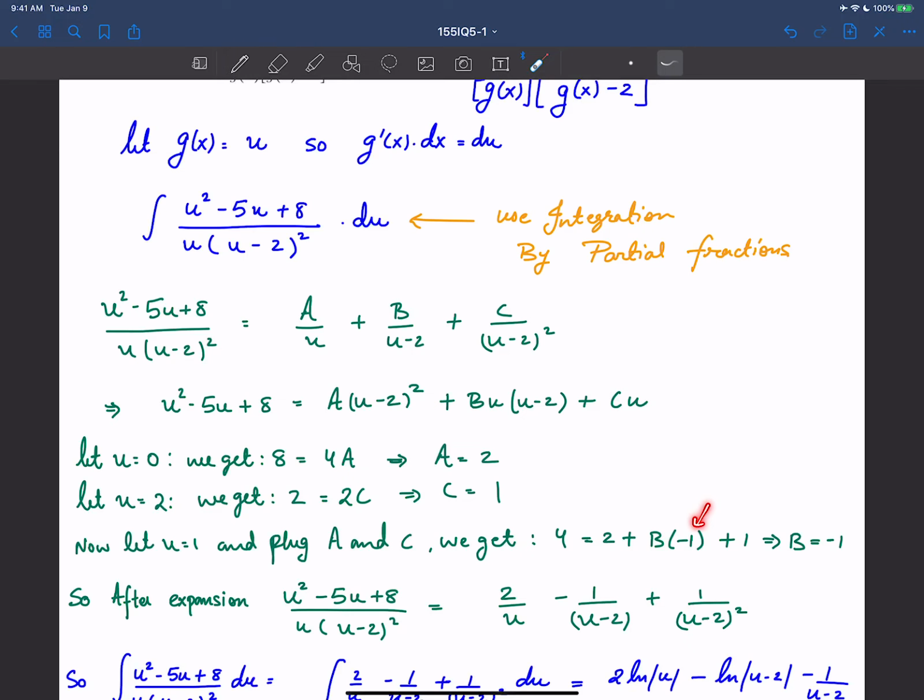B is going to have a minus 1, because when you plug in u equals 1, you're going to get minus 1 there. And then plus c, because c is 1, right? And then you plug in u equals 1, you're going to get 1 there. From there you isolate, you get b equals minus 1.